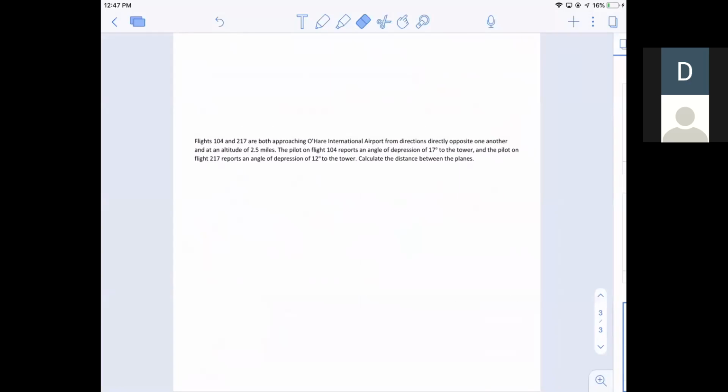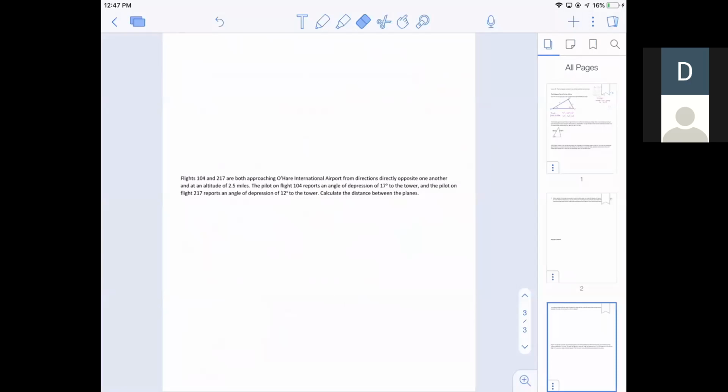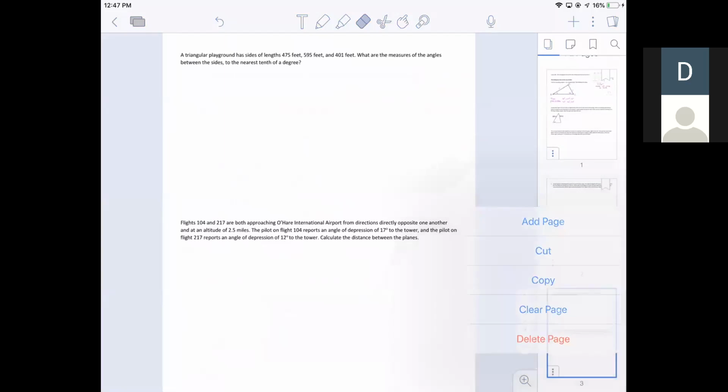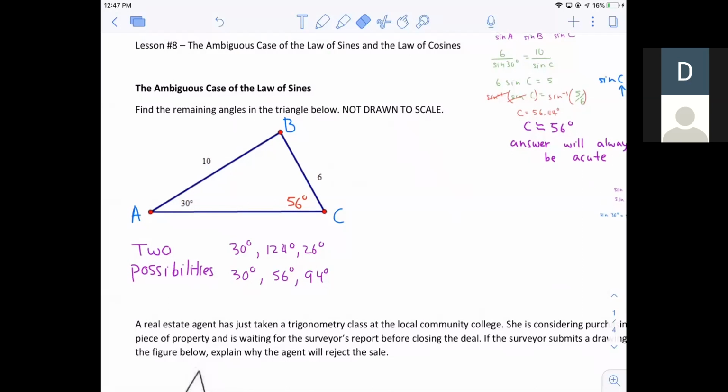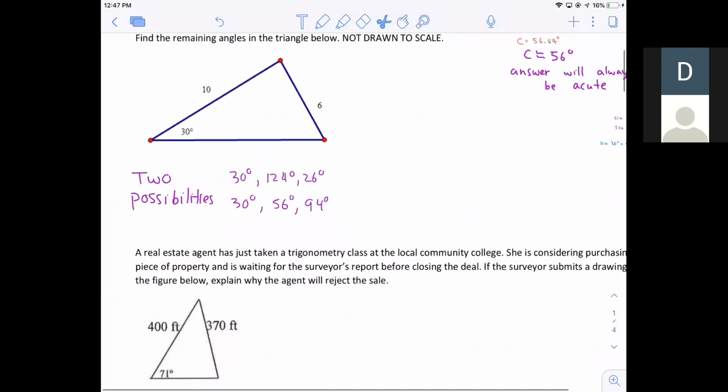I'm going to add a blank page. How do I add a page? Oh, down here. Add page. All right, so I'm going to erase all of this and copy that. So in the original example, there were 2 possibilities.